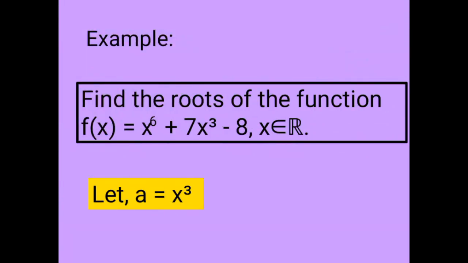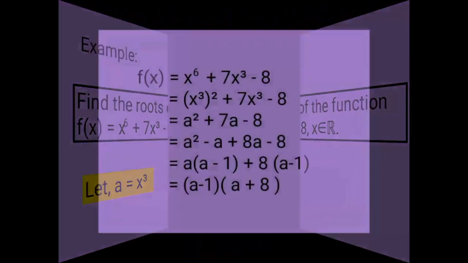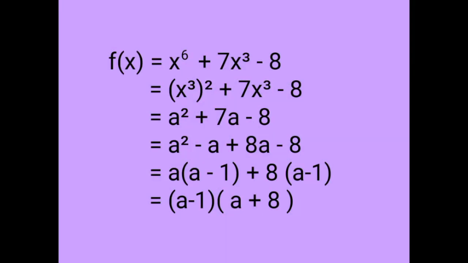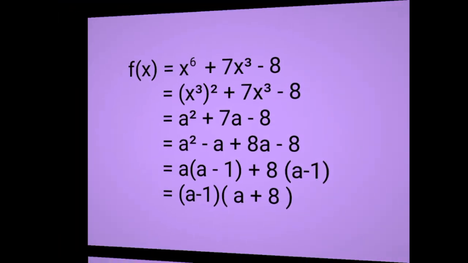f(x) equals x to the power 6 plus 7 x to the power 3 minus 8. Here, you can treat x to the power 3 as a single variable and factorize. To make it easier and less confusing, replace x to the power 3 with a and then solve the quadratic equation in a. So, let a equals x to the power 3. Replacing x to the power 3 with a gives us a to the power 2 plus 7a minus 8. Factorizing a to the power 2 plus 7a minus 8 gives us (a minus 1)(a plus 8).